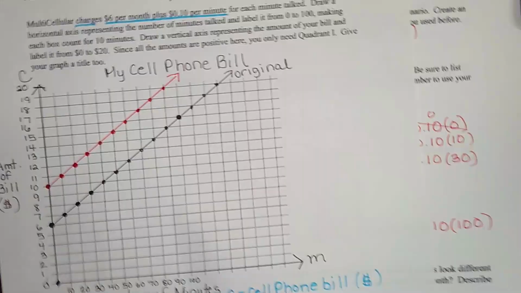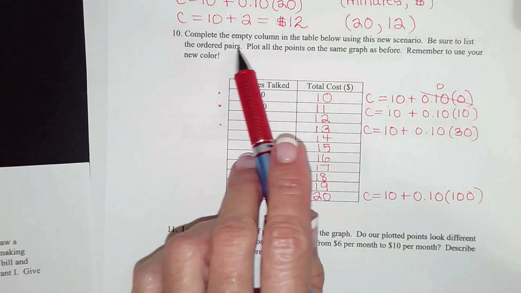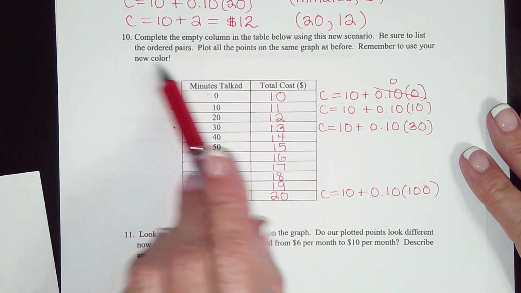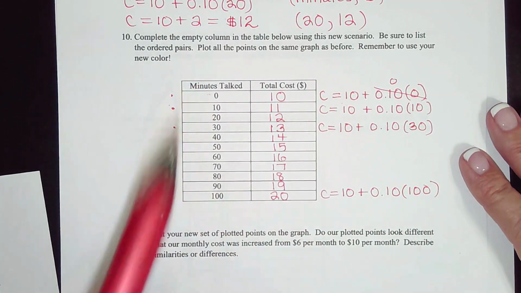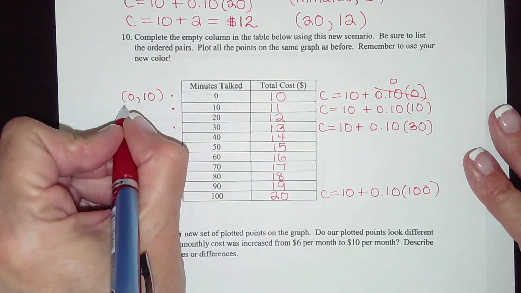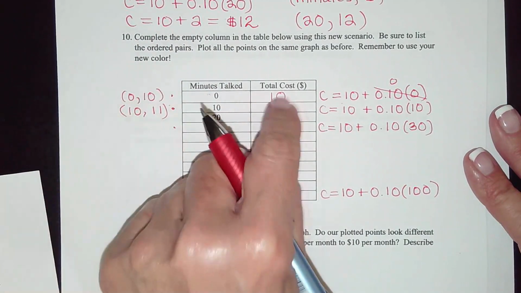Okay, getting mixed up here. Okay, wrong page. Put that page away, Kim. So it says complete the empty column in the table. We did. Be sure to list ordered pairs. We're not going to do that. Oh, we'll list one just for good measure, okay? Or maybe two, just to show we know what we're doing. This is the X, this is the Y.